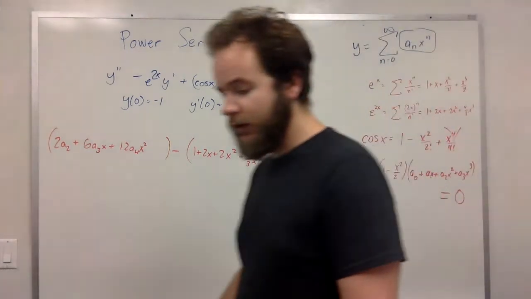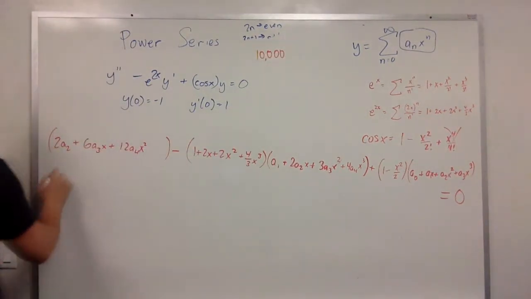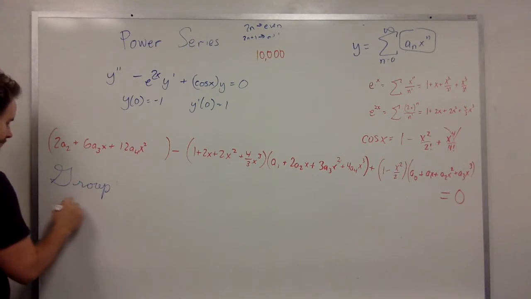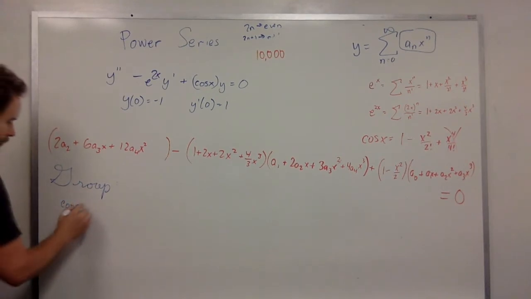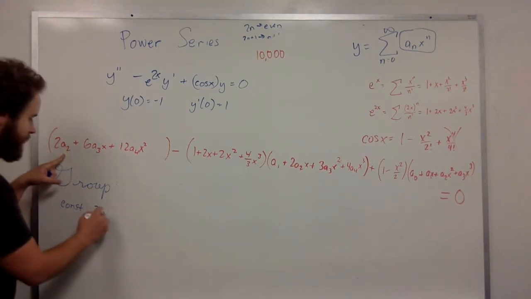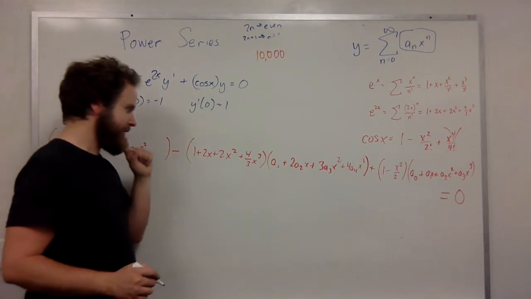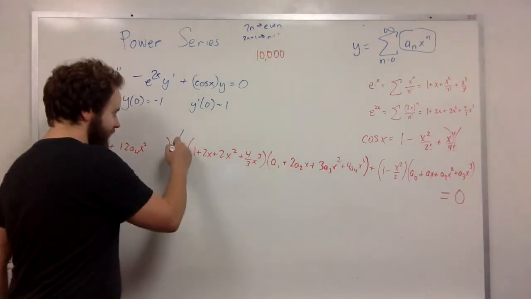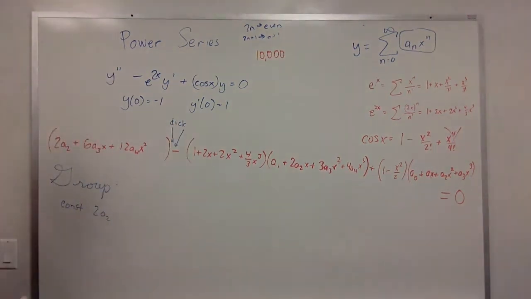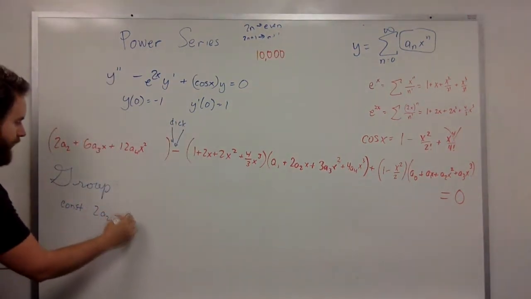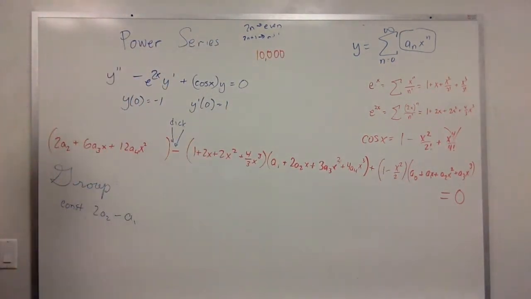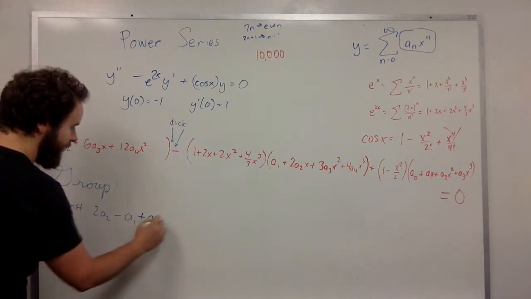All right. Let's group by powers of x. Start with the constants first. What constants do we have? Got a 2a2. What else? Minus a1. Be careful. Once again, this minus is here. Minus a1. And then we have what over here? Plus a naught. Yep, I agree. And it's supposed to equal 0.